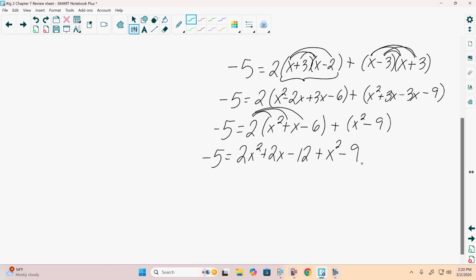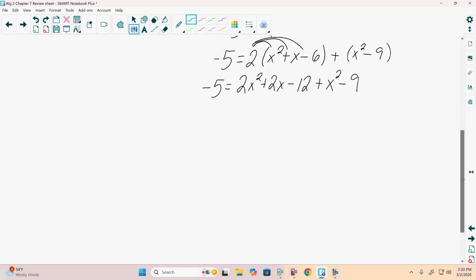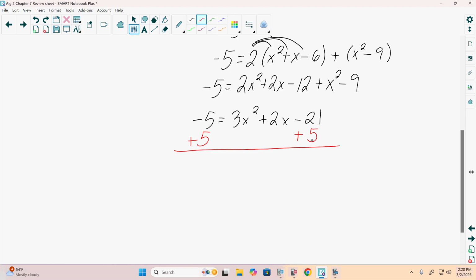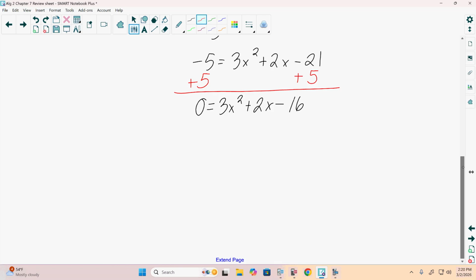At this point here, we would combine like terms, giving us -5 is equal to 3x squared plus 2x minus 21. Now that both sides are simplified and we've combined all of our like terms, we're going to add 5 to both sides, telling us that we have 0 is equal to 3x squared plus 2x minus 16. Now there is no greatest common factor amongst these three terms.